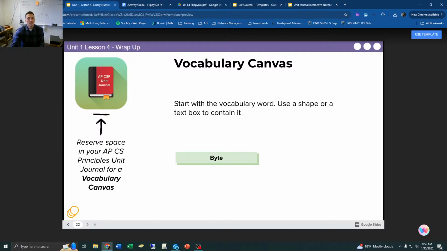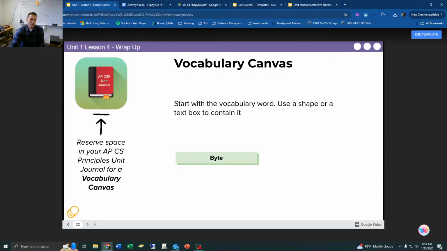Teachers, again, in your lesson plan, there's some options and some details in there to help students have examples of what they might want to put on their vocabulary canvases, which is what we've got here. So make sure that students have time to add those vocabulary words to their journals.